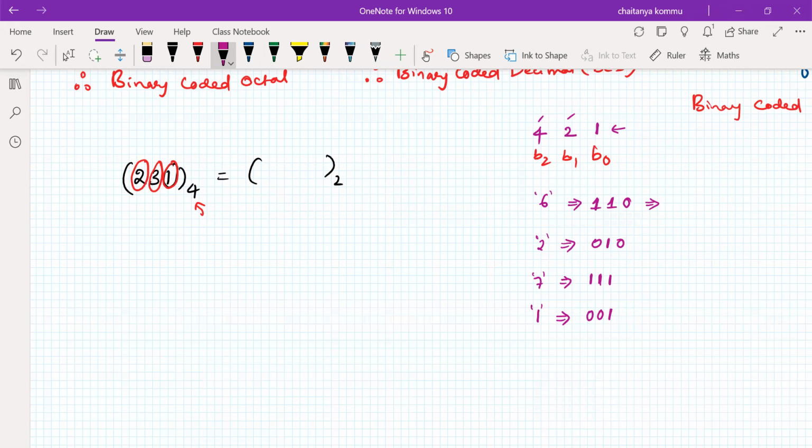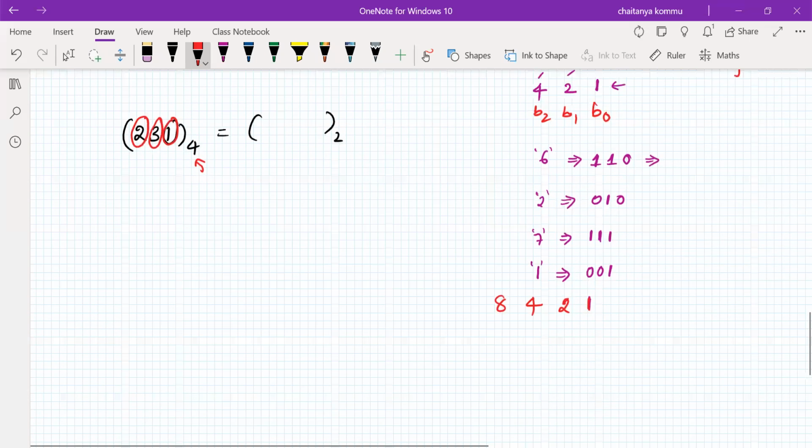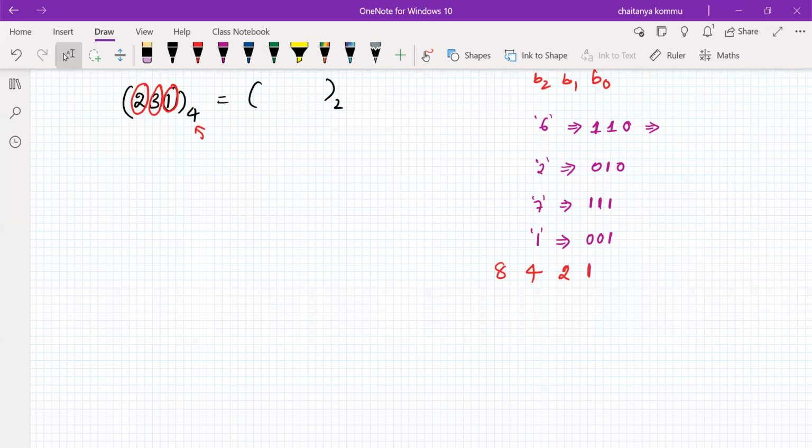For example, let's take 4 bits. What are its weights in the case of 4 bits? 1, 2, 4 and 8. For example, I want to represent 12. To represent 12, which bits do I need? I need the 8 weight and the 4 weight, so I place 1 here and 1 here, and the remaining are 0. This becomes 12, right?